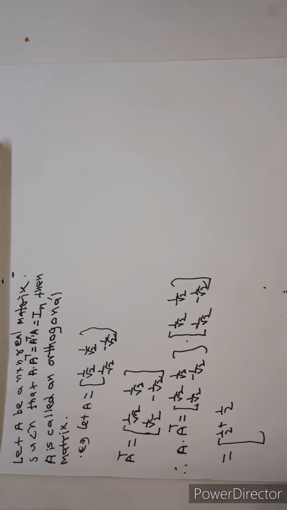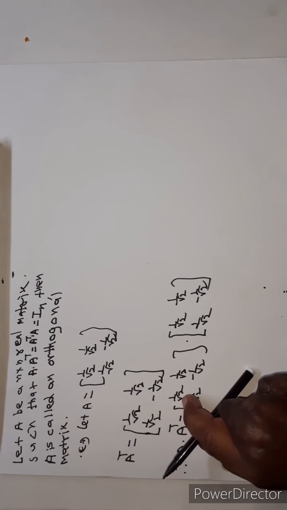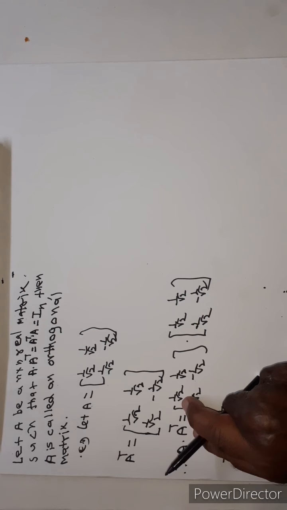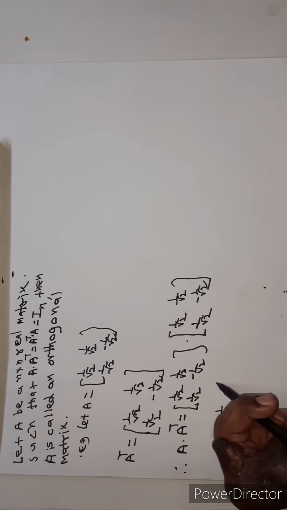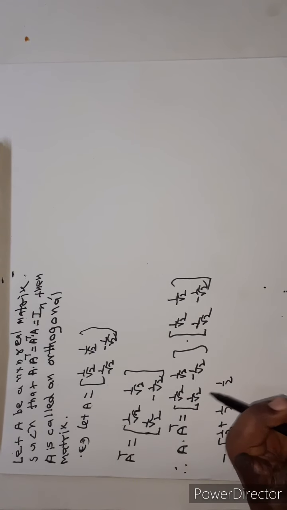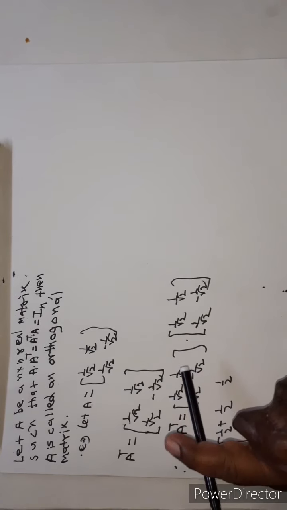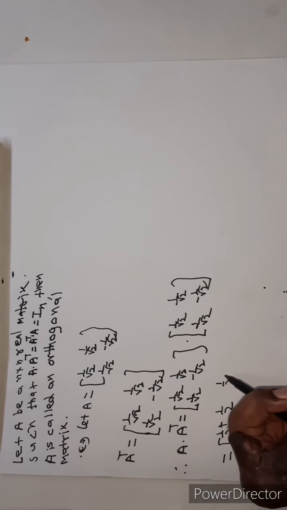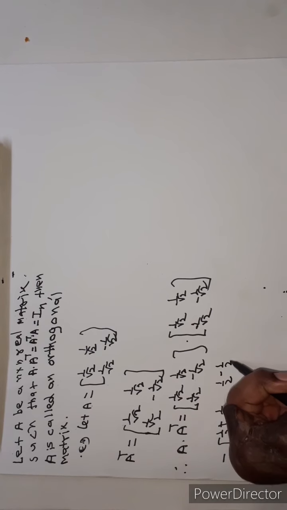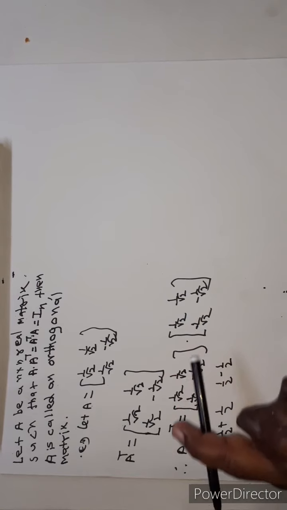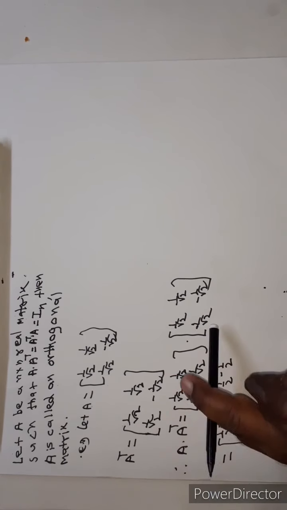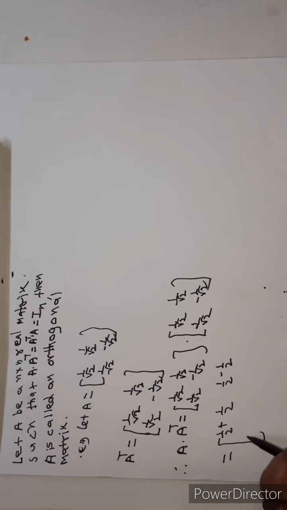Then see here we multiply the first row by the second column. Here we multiply corresponding elements of first row and second column and add them. 1 by root 2 into 1 by root 2 is 1 by 2, plus 1 by root 2 into minus 1 by root 2, minus 1 by 2. Now here we multiply the second row by the first column. Therefore we multiply the corresponding elements and add them. 1 by 2 minus 1 by 2.